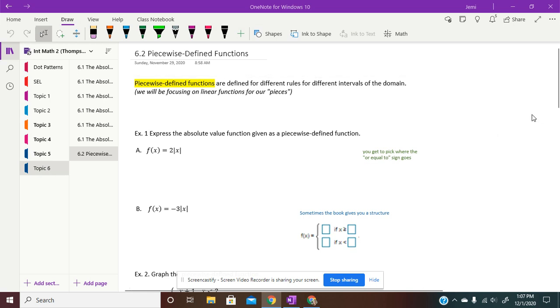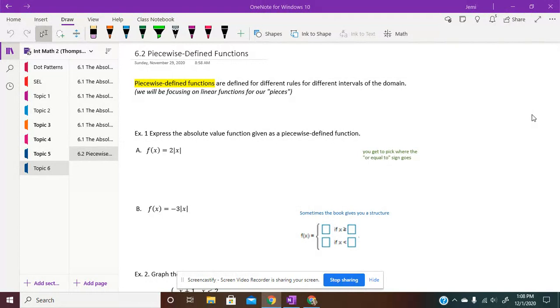Welcome to the 6.2 notes on piecewise-defined functions. The book spends a lot of time going into piecewise and step functions, and we're just going to do a little bit of an introduction on it. We're just going to do this one section for now on piecewise-defined functions and apply it to what we did in 3.1 for absolute value functions. So if you haven't already done 6.1, make sure you do 6.1 before you do 6.2.